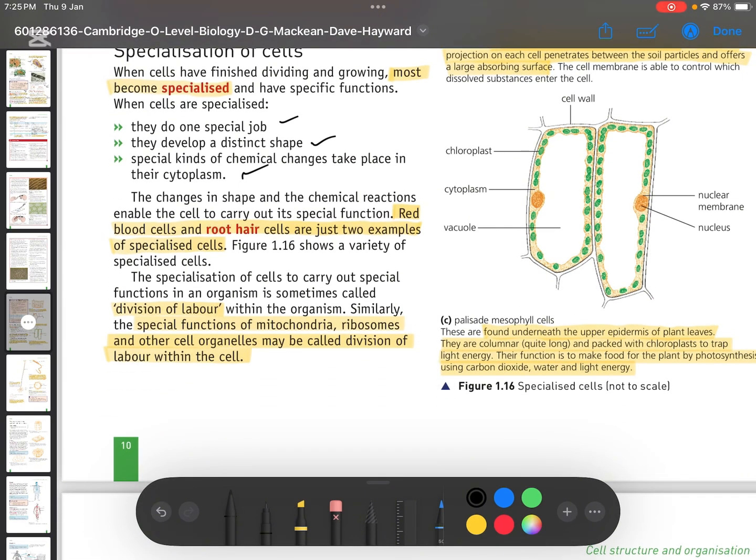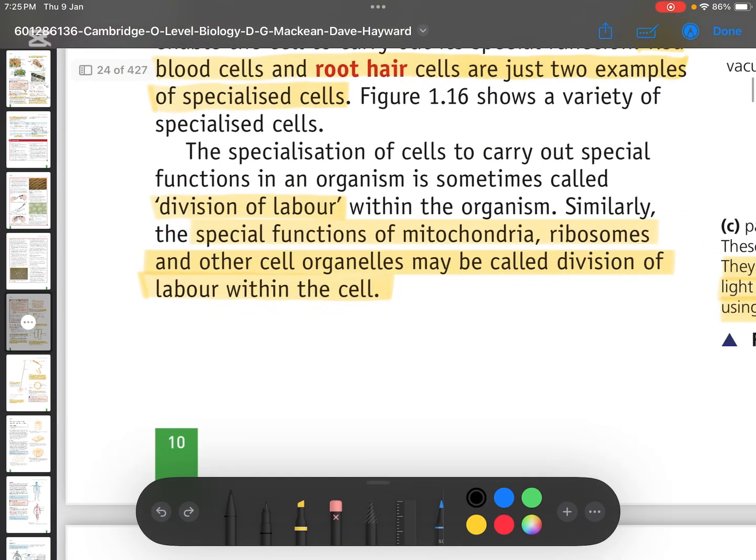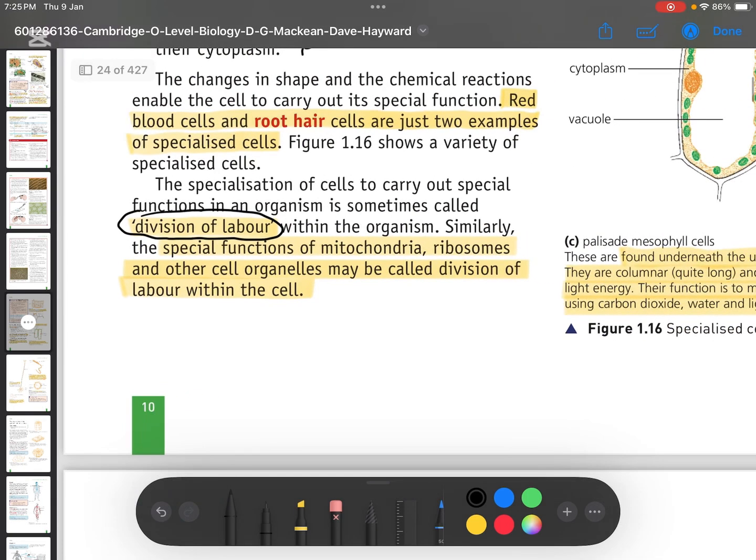We have an example here. As they said, the changes of the shape and the chemical reactions enable them to carry out their special functions, as I described earlier. They give an example. Red blood cells and root hair cells are just two examples of specialized cells. The specialized cells carry out special functions in organisms, called division of labor. Now, a very important term that they've used here is division of labor. Now, what does that even mean? What that means is that all of the different types of function that different types of cells would be doing inside an organism has been divided.